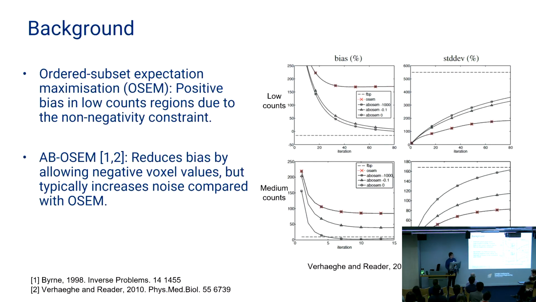The ordered subset expectation maximization method, so-called OSEM, is the most commonly used PET reconstruction algorithm in the clinical setting. However, it suffers from a positive bias in low count regions due to the non-negativity constraint. Researchers have already developed and validated the ABOSEM method, which can reduce the bias by allowing negative voxel values, but it typically increases the noise compared with the normal OSEM.